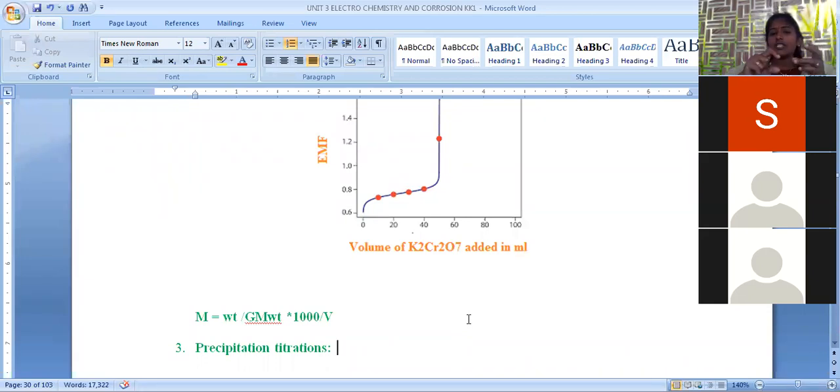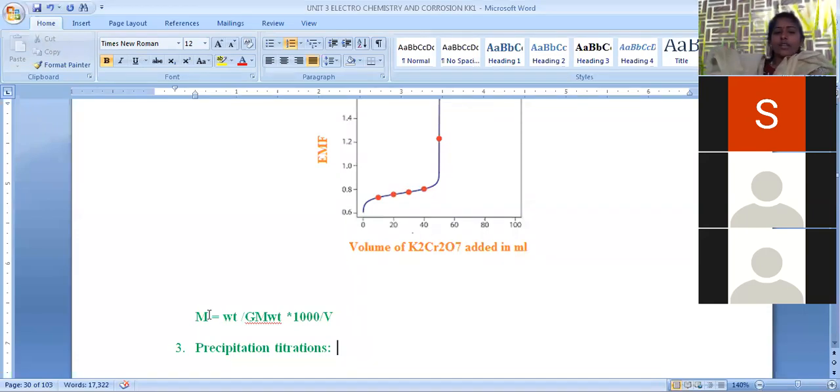So after the addition of 1 ml, we are measuring EMF, and next time we have to repeat the same kind of titration 15 to 20 times. Each time, how the EMF value varies, that we have to note. After noting all the EMF values, they should be plotted in a graph of EMF versus volume of potassium dichromate. In this graph, where the point of inflection is, that is taken as the end point.